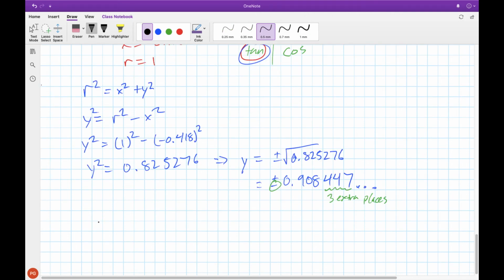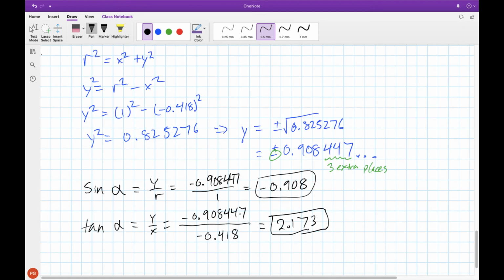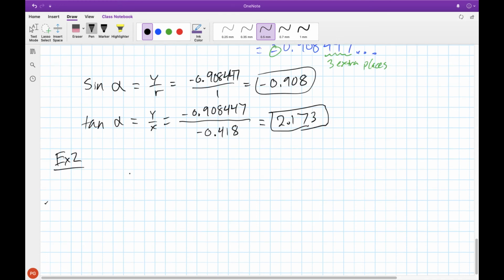Now that we know x, y, and r, we can just plug them in and get our trig ratios. After we plug it in, making sure we don't round too early, we can get our final answers, and now we can round, and we're done. Our last example is sort of a scaled down version of one of these other questions, but I really wanted to zoom in on how it works.